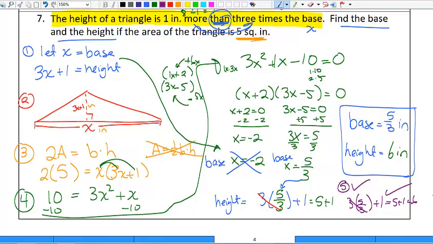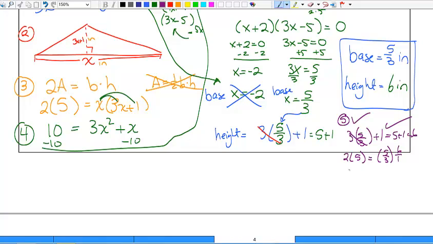The second sentence says find the base and the height if the area is 5. So I need to take my area, which is 2 times 5, which is my formula, equals my base, which is 5/3, times my height, which is 6. I want to make sure that this works out. Which gets me 10 is equal to, what is that, 30 on the top over 3. Look at that. 30/3 is 10, so that means my base and my height are correct. So I have successfully solved for the base and the height of this triangle.